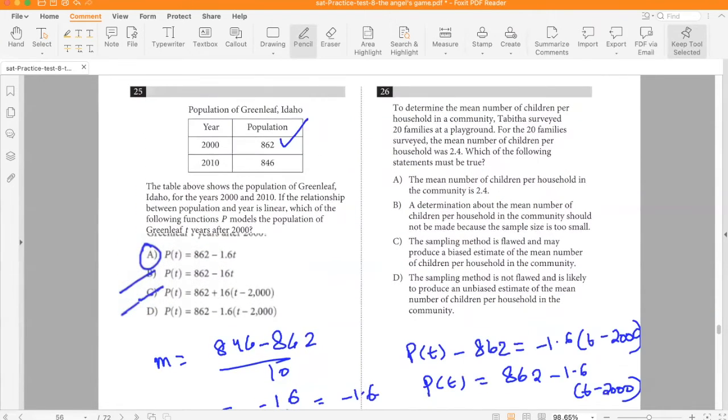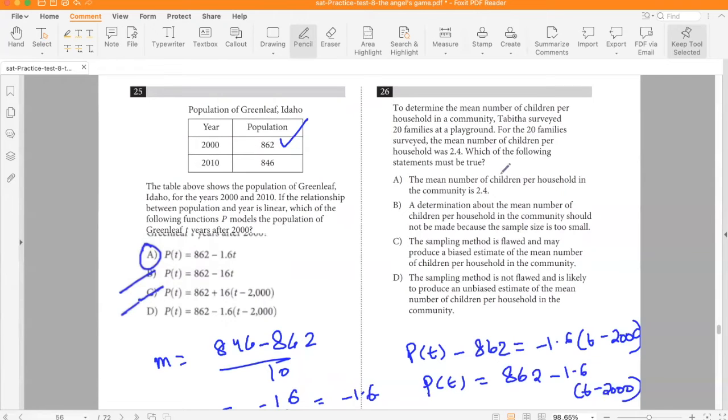To determine the mean number of children per household in a community, Tabitha surveyed 20 families at a playground. For the 20 families surveyed, the mean number of children per household was 2.4. Which of the following statements must be true?